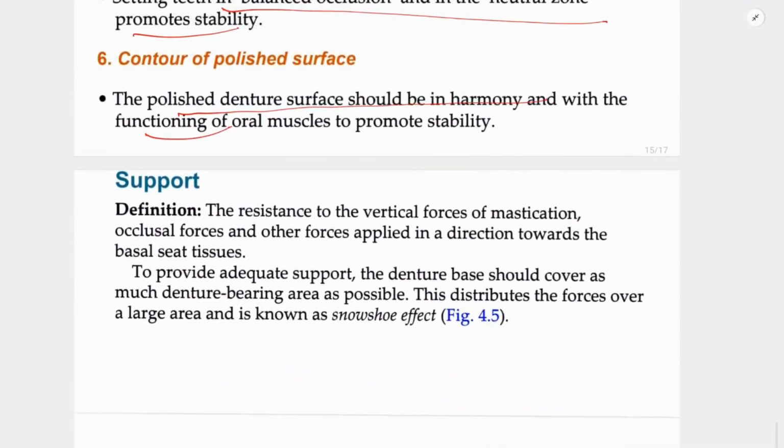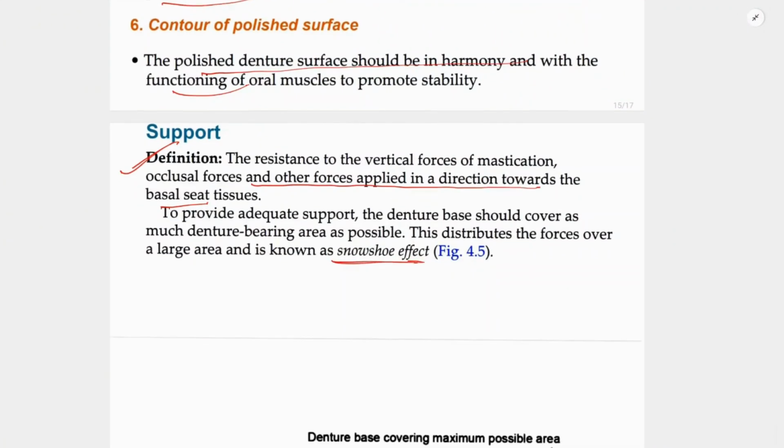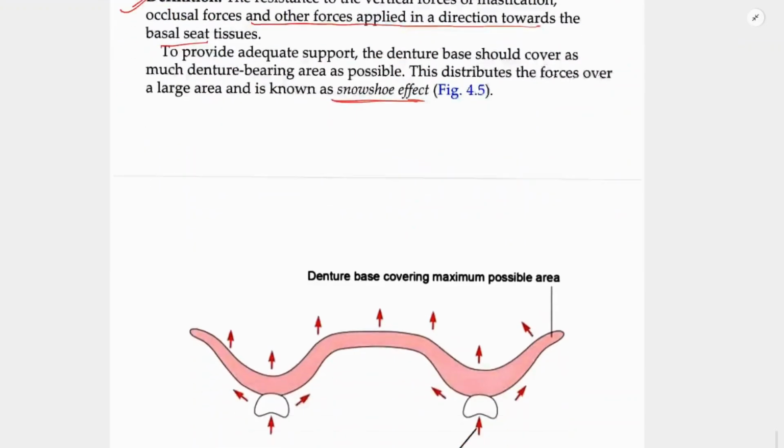We started with retention, stability, and now we are moving on to support. Definition, very important. The resistance to the vertical forces of mastication, occlusal forces and other forces applied in a direction towards the basal seat area. To provide adequate support, the denture base should cover as much denture bearing area as possible. This is known as snowshoe effect. So you have to write the definition.